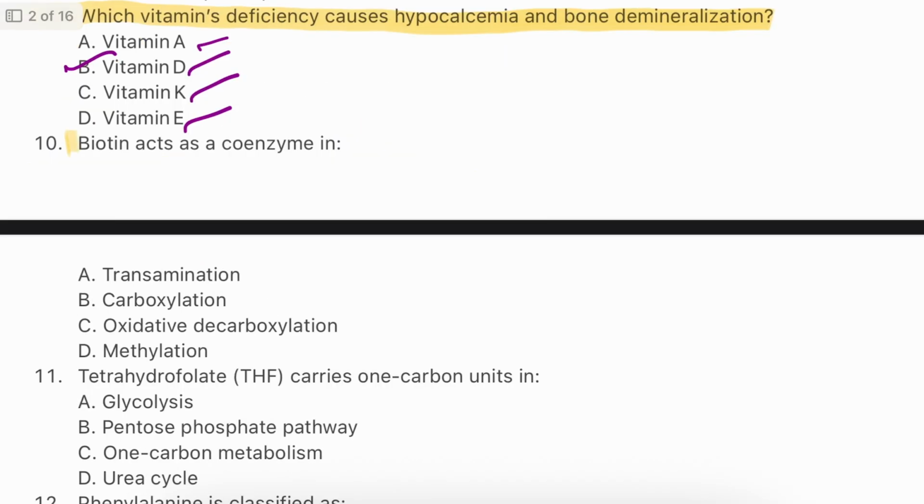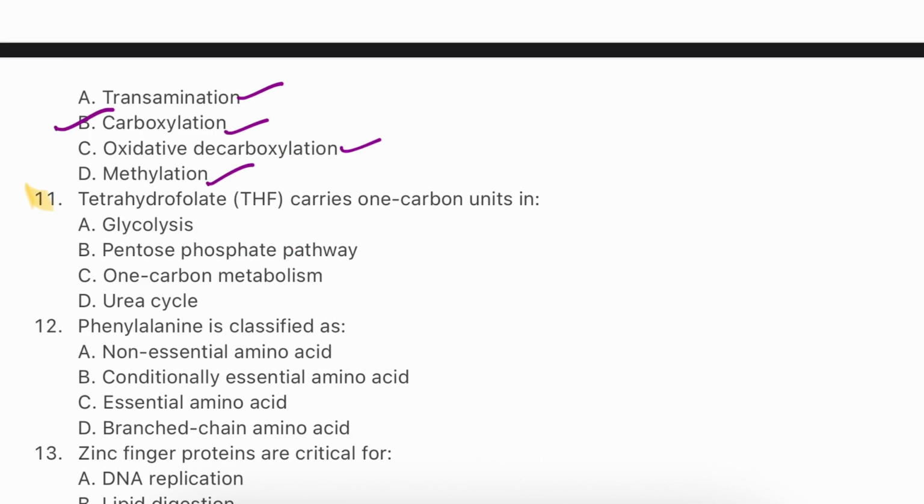Question number 10. Biotin acts as a coenzyme in transamination, carboxylation, oxidative decarboxylation, methylation. The answer will be carboxylation. Biotin is a coenzyme for carboxylation reactions. Example, acetyl-CoA carboxylase.